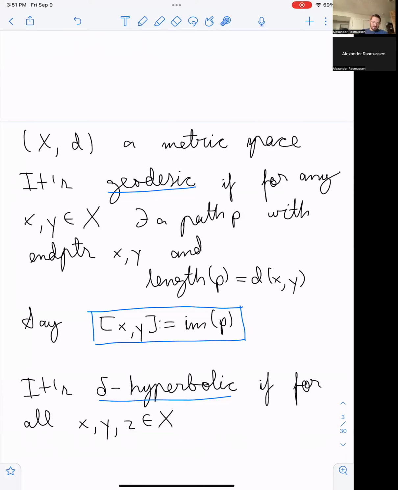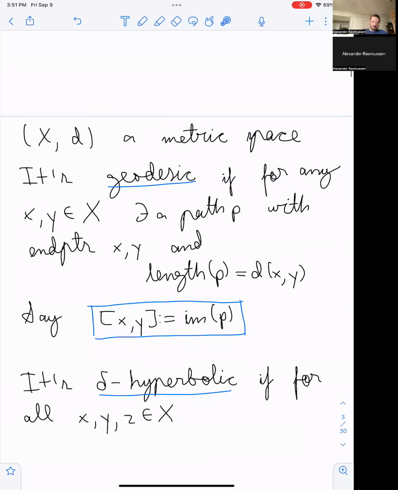So I'll denote a geodesic by bracket xy. This is a little bit of an abusive notation because such a thing is not necessarily uniquely determined by x and y. In other words, there may be many different geodesics between the same pair of points, but whenever you see bracket xy, you should just substitute in any geodesic between the 2 points, and the property should hold.